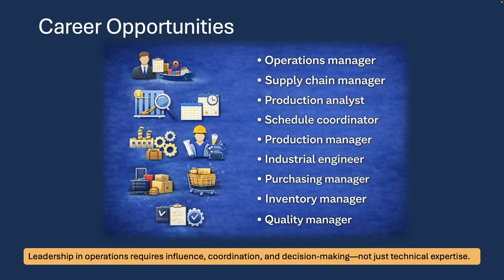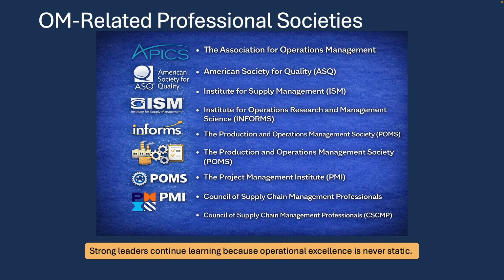Operations leaders shape outcomes far beyond their formal job titles. Professional societies such as APICS, ASQ, ISM, and INFORMS support ongoing learning in operations and supply chain management. This highlights a leadership truth. Operational excellence is never static. Strong leaders continue learning because systems, technologies, and environments constantly evolve.